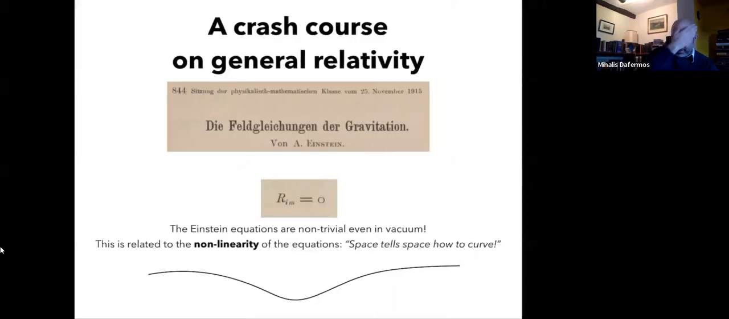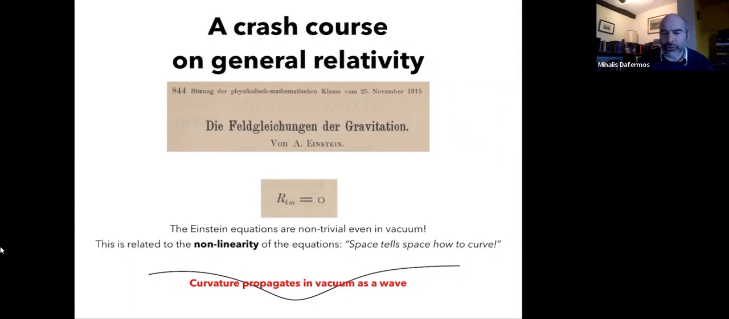And to paraphrase my academic grandfather, Johnny Wheeler, basically, this is related to the nonlinearity of the equation. So space itself is somehow telling space how to curve. Okay. This will be very nice for the purpose of this talk, because for the rest of this talk, general relativity will mean vacuum. So we will never consider matter in the universe. Believe me, the universe would be a much, much better place if there were no matter anymore. Okay, so for the purpose of this talk, general relativity is really the study of this equation.